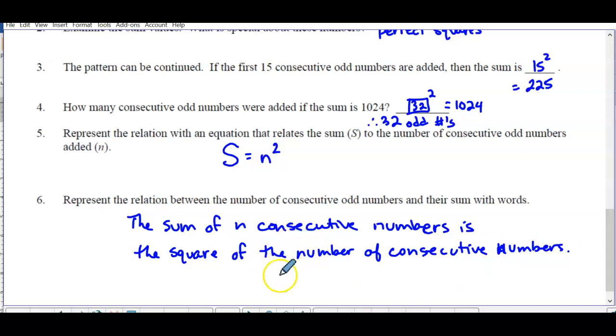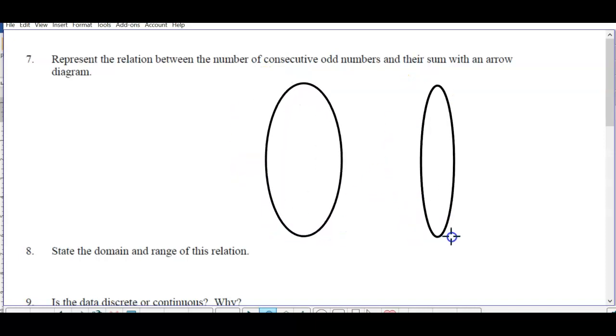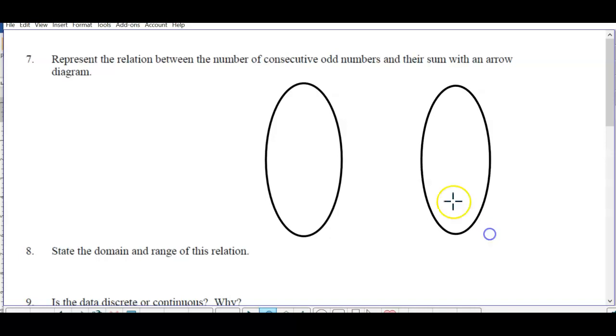Square of means you're taking the number of consecutive numbers and squaring it. Okay. Represent the relation between the number of consecutive odd numbers and their sum with an arrow diagram. So that, remember, you need two kind of oval shapes, and you put them in order.